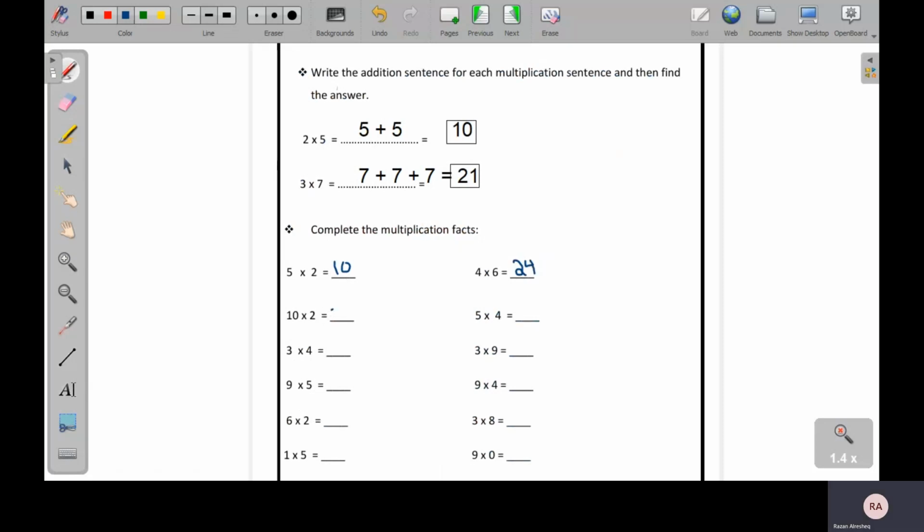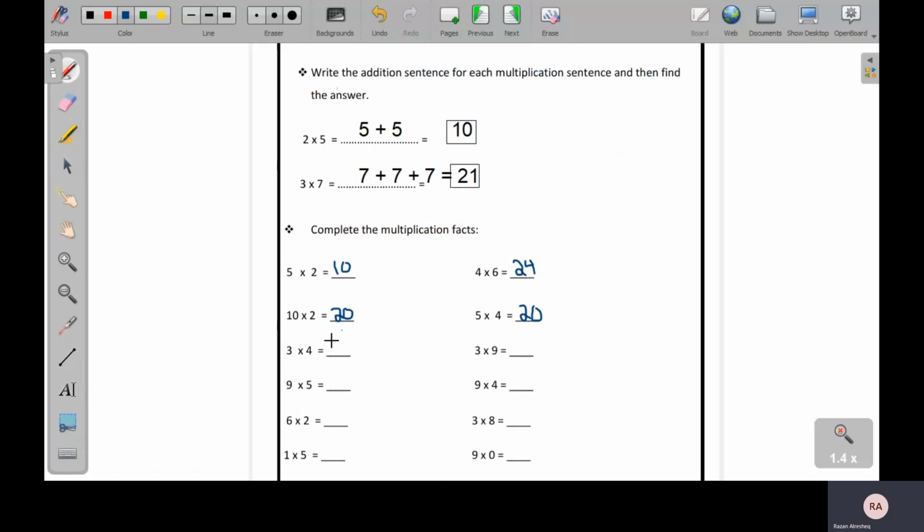10 times 2 is 20. Okay, you can look at the 2 times table or the 10 times table because they're commutative. 5 times 4 also gives me 20. So different multiplication sentences, guys, can give me the same answer.